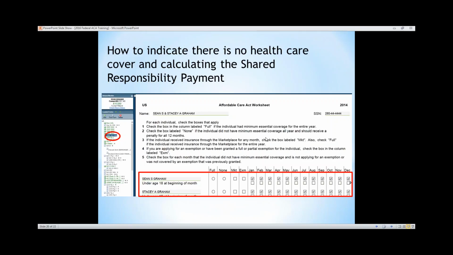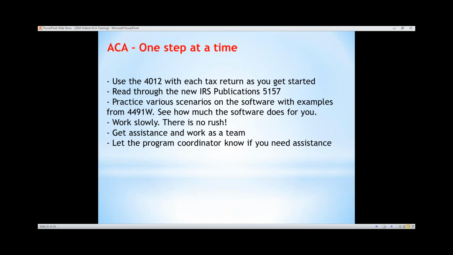This form, this ACA worksheet, is really to calculate any sort of penalty. So if somebody didn't have any healthcare coverage, you do have to indicate and check that they're penalized for all months of that year. So that's the ACA in a nutshell. I know this is a little bit confusing. We'll definitely work on the different situations that come in together.